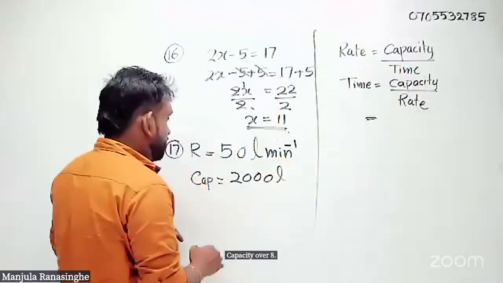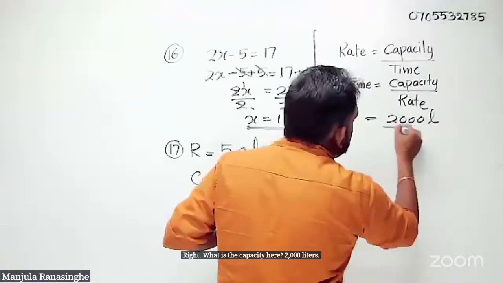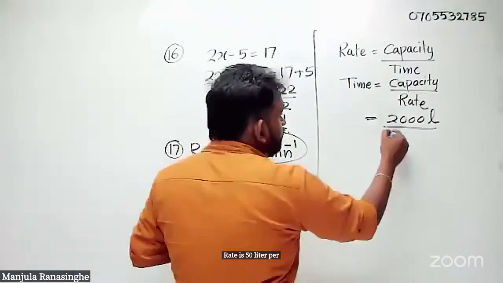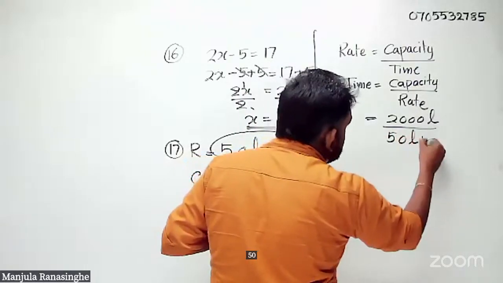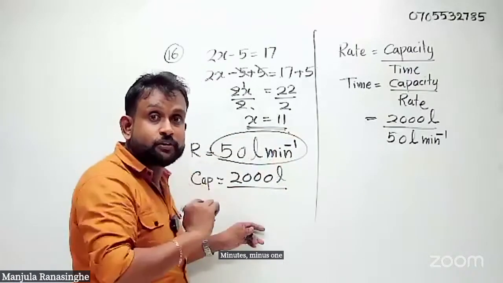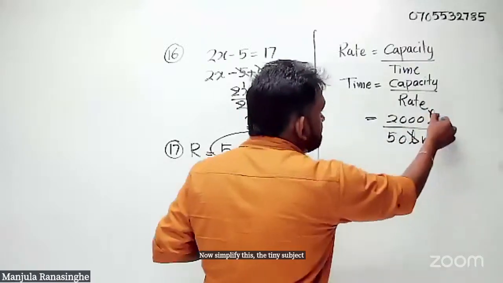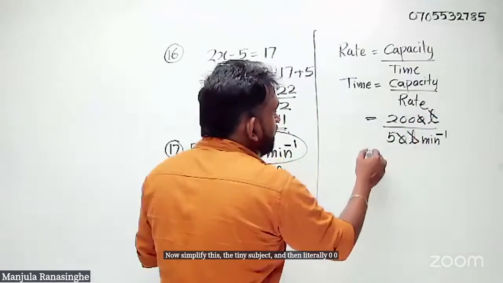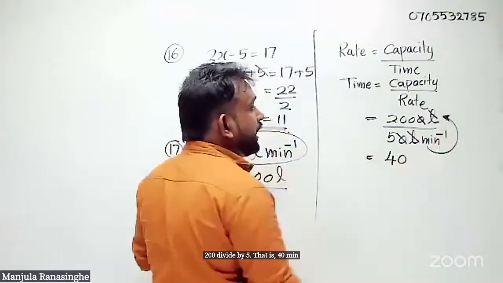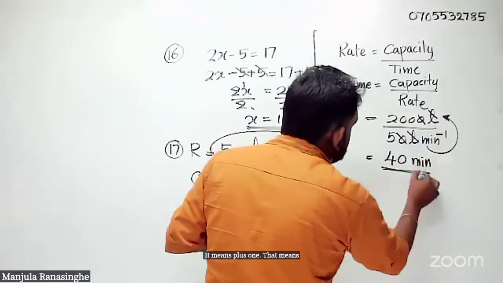What is the capacity here? 2000 liters divided by the rate. Rate is 50 liters per minute. Per minute means minutes minus 1 power. Now simplify this. The time is the subject. Then liter cancelled, zero cancelled. 200 divided by 5, that is 40. Minutes minus 1 goes up as minutes plus 1. That means the unit is minutes. Okay, that is the time.